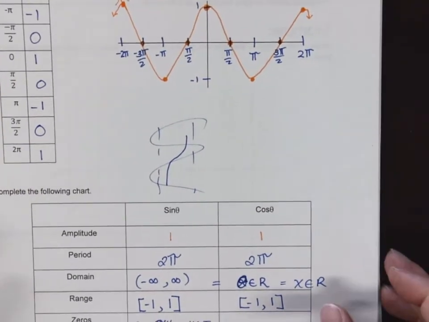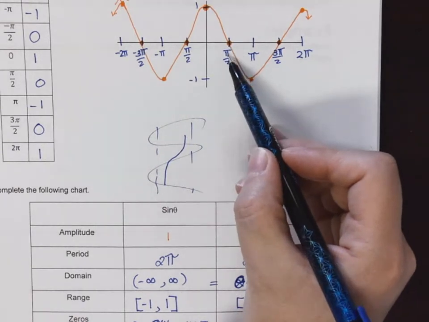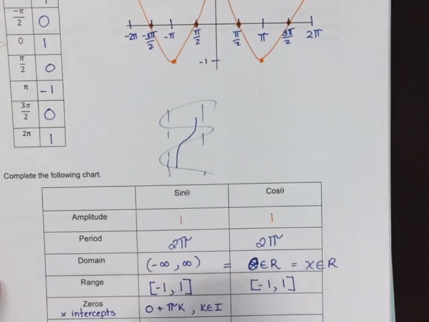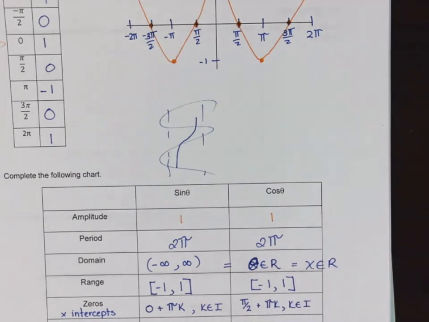So now let's talk about our cosine graph. So where's our first one? Pi over 2. And it goes up pi again. So this one's going to start at pi over 2 plus pi k, where k is an element of the integers.